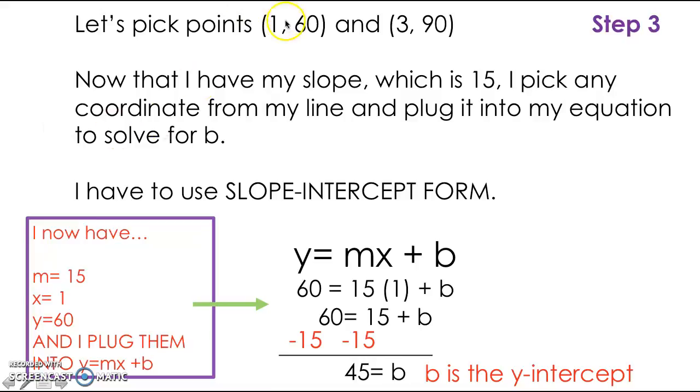We did this. So I'm going to go ahead and pick (1, 60). So in (1, 60), 60 is my y, so I plug it in, equals my slope, which is 15, times my x, which is 1, plus b. So then I go ahead and I solve it. 60 equals, well, what's 15 times 1? It's 15 plus b. Now to get b alone, I have to subtract 15 from both sides, and I am left with b equals 45. b is my y-intercept. We have done this before. We practiced this in our last unit.